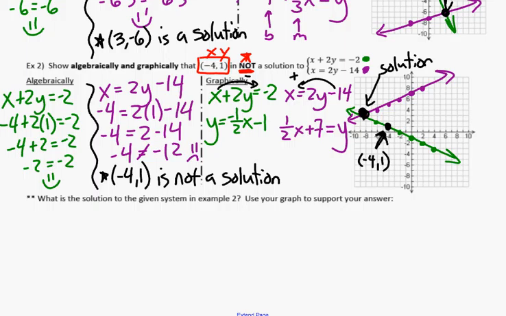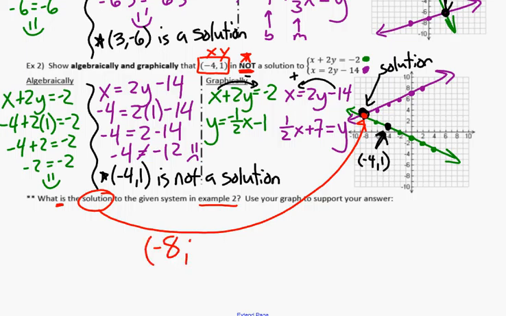The last thing I need to look at right here is the question, what is the solution to the given system in example 2? So if I look at the solution, remember solution means intersection point. So it's right there. If I hadn't made my dot so big, I could tell that it's right there, which looks like (-8, 3). So (-8, 3) is the solution. And if I plug it in algebraically, it would make both true. So there's a quick introduction and review to what it means to be a solution to a system, and how do I show it algebraically, and how do I show it graphically.